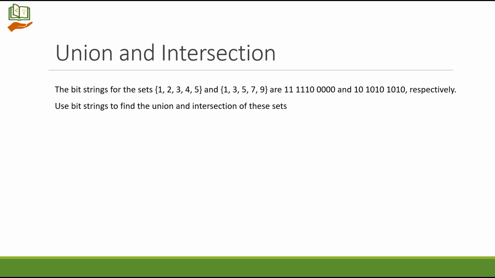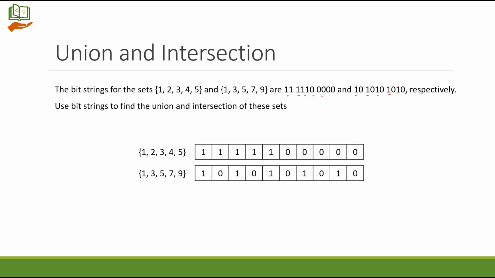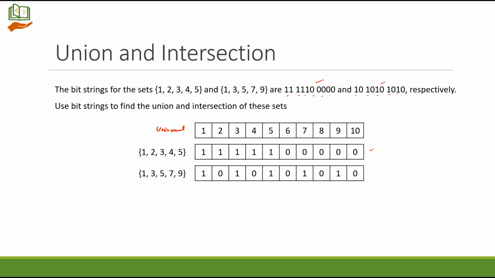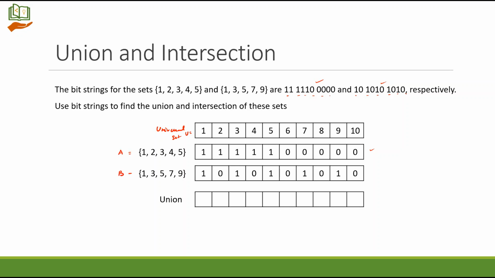The bit strings for the sets 1, 2, 3, 4, 5 and 1, 3, 5, 7, 9 have been given respectively. Use bit strings to find the union and intersection of these sets. So let's take the representation. We have 5 ones and 5 zeros here. Then 1 0 1 0 in alternate places, and similarly we have 1 0 1 0 here, and we will have the universal set here. Based on this universal set only, we are placing these 1s and 0s. Let's take this to be set A and this to be set B.